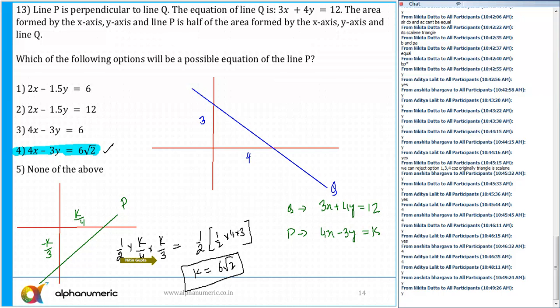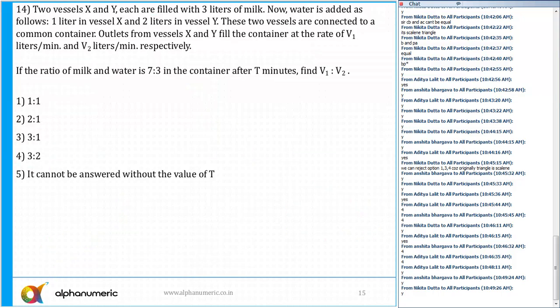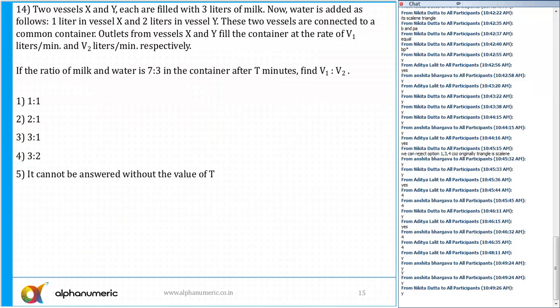Okay, let's move ahead. 14th. What is the answer for 14th? Option 2. Perfect, Aditya. Again, allegation rule. In fact, there were 3 questions here which can be solved using the allegation rule.